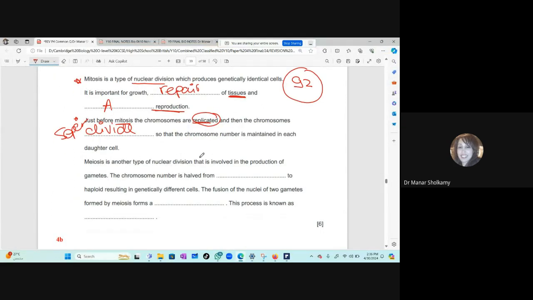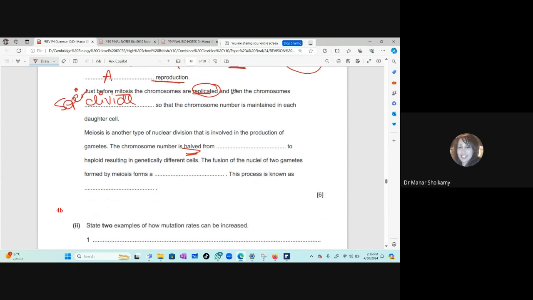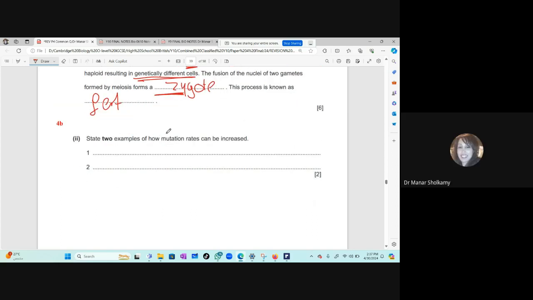Meiosis is another type of nuclear division that is involved in the production of gametes. The chromosome number is halved, from what to what? From diploid to haploid, to produce genetically different cells, and the fusion of the nuclei produced by meiosis will form a diploid zygote. And this process is known as fertilization.